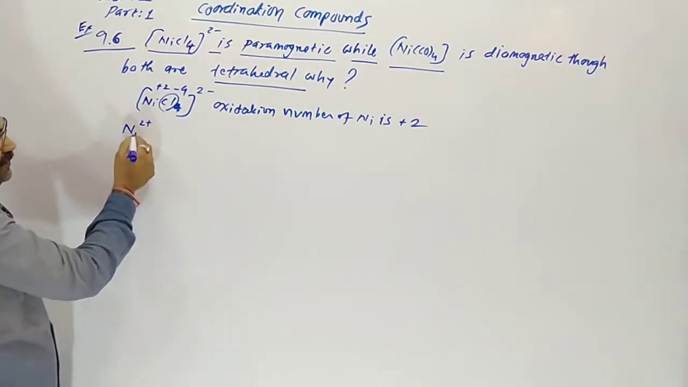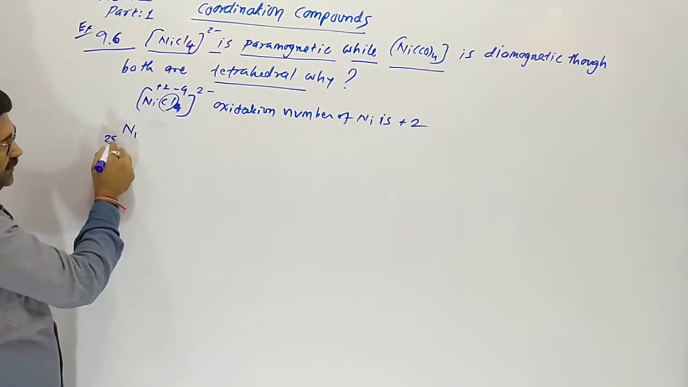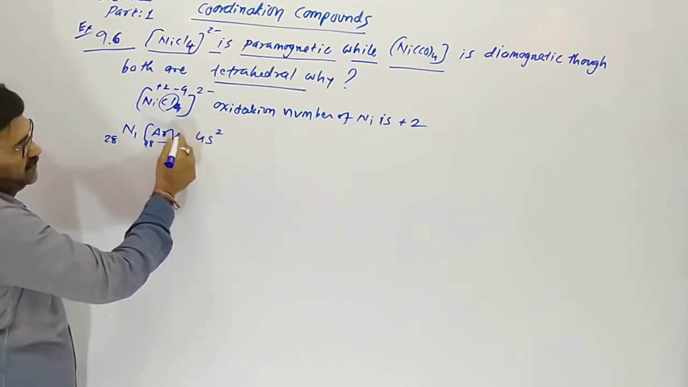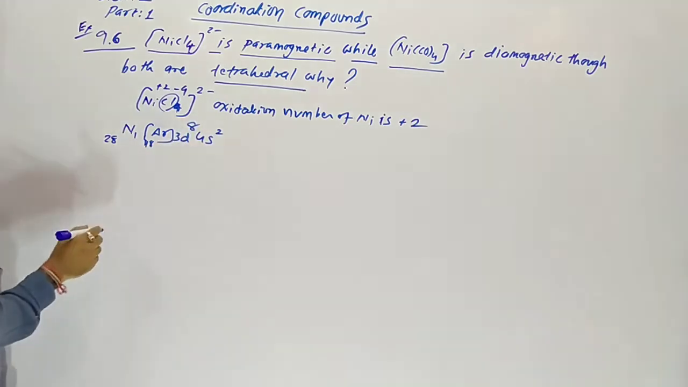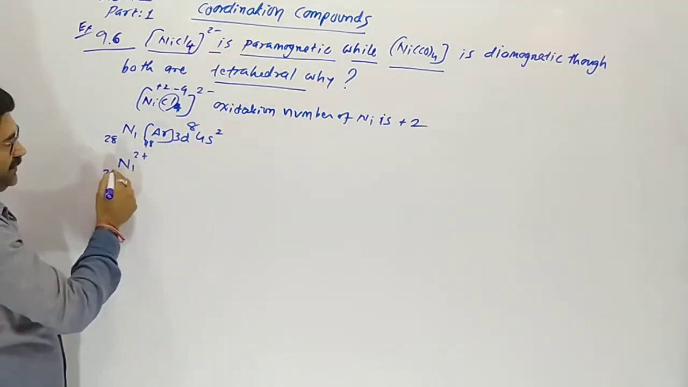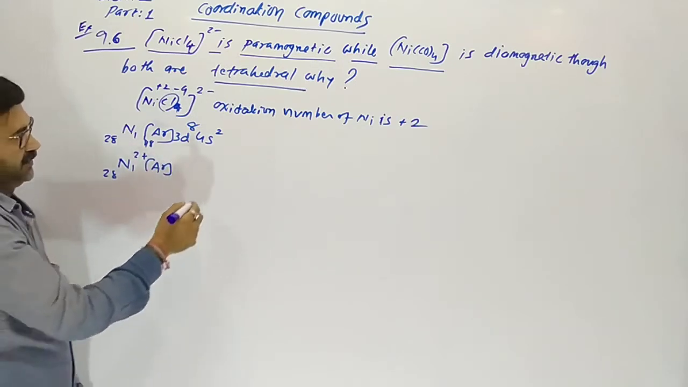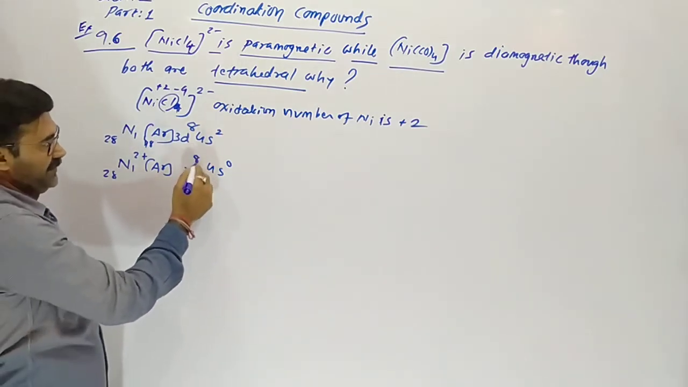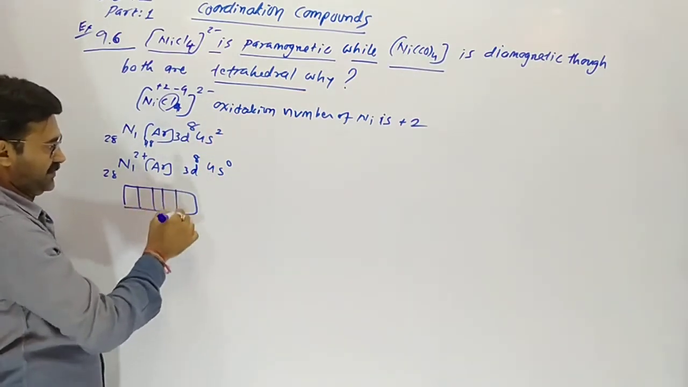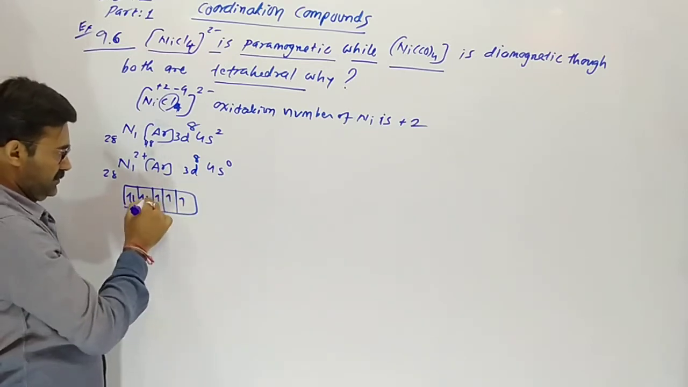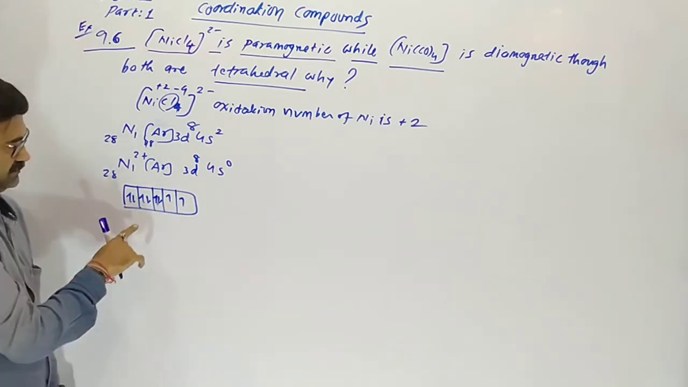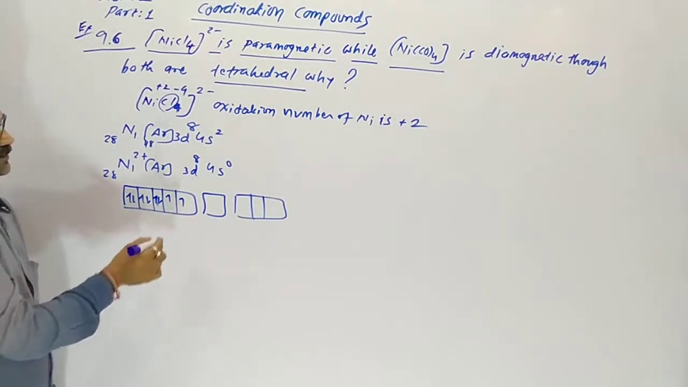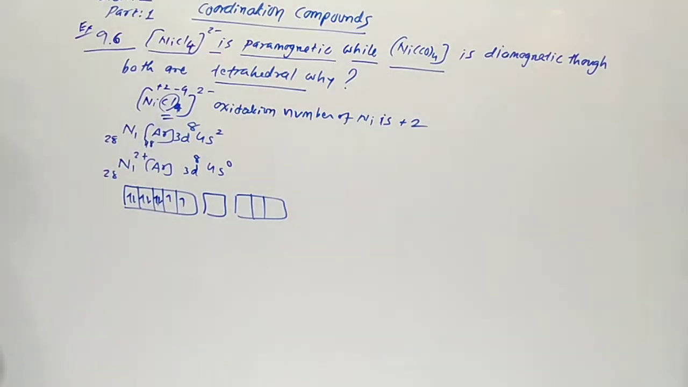So here Ni2+, nickel atomic number 28, argon 18, then 4s2 and 3d8. In the case of Ni2+, 2 electrons are removed from the 4s, 3d8 remains as it is. Six paired, 2 unpaired, 4s vacant, 4p vacant. Here chloride is a weak ligand.